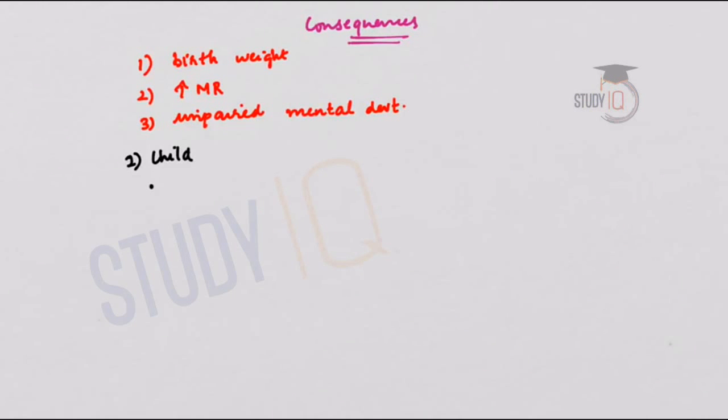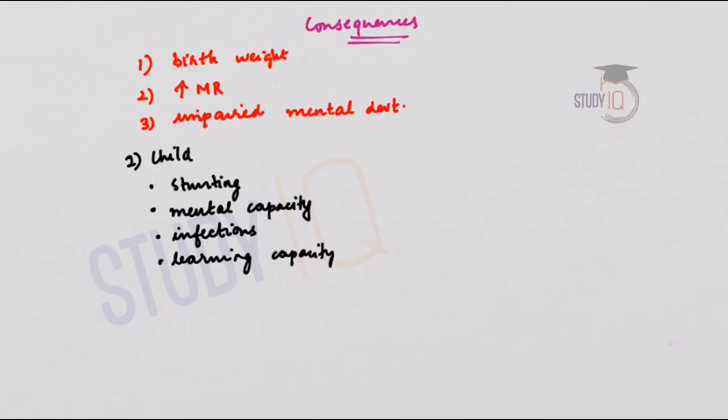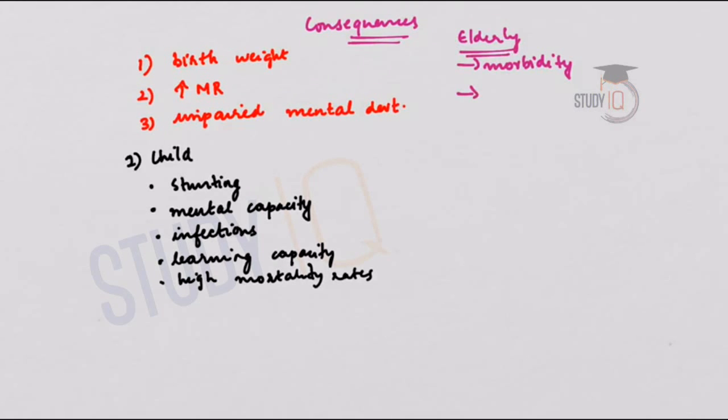Now let us see the consequence on a child. It will lead to stunting. It will also lead to reduced mental capacity of a child. A child will undergo frequent infections. The resistance will come down. This will also lead to reduced learning capacity. Also high mortality rates. Now let us consider the case of the elderly. This can lead to increased morbidity and also a high mortality rate.